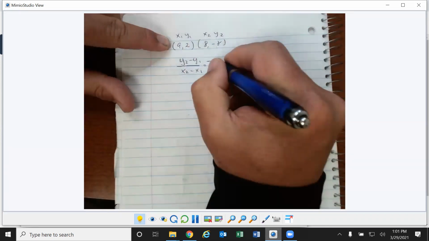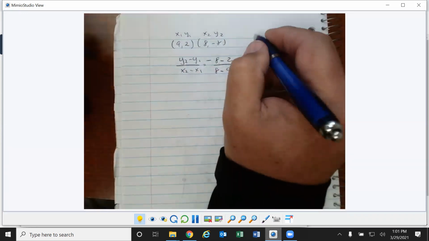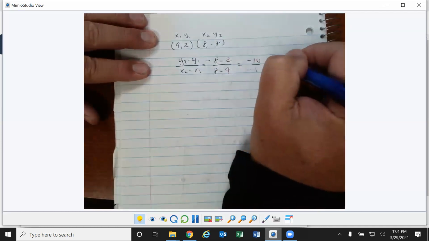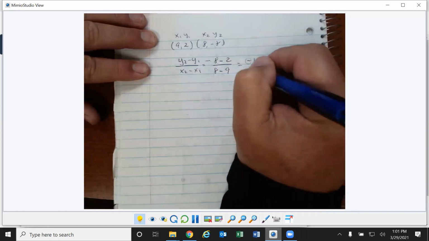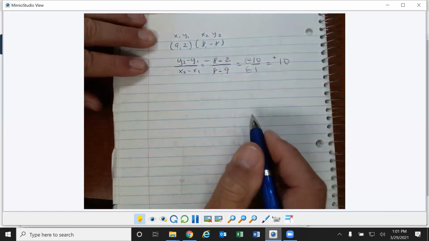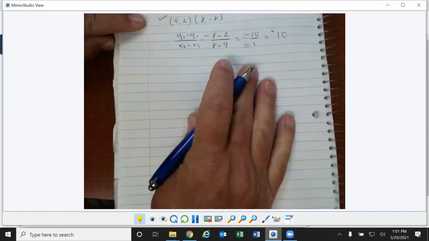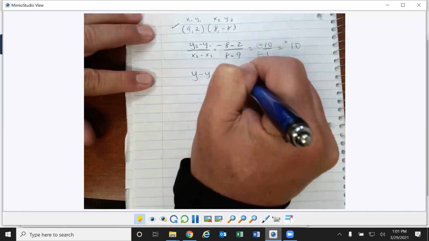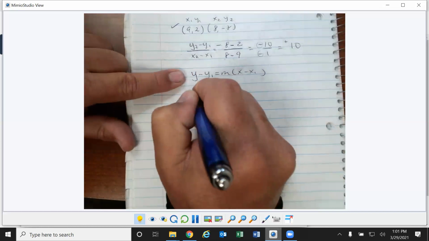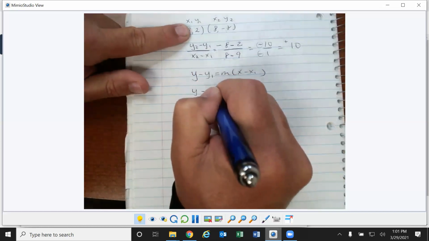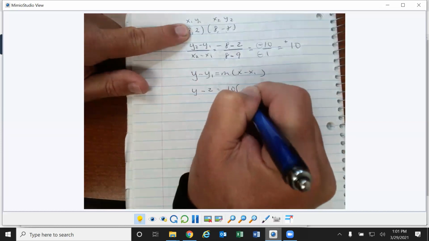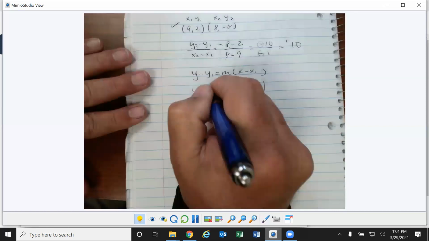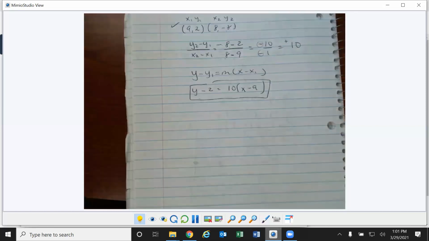So -8 and a -2 makes a -10. 8 minus 9 is a -1. So my slope is going to be +10, because these are 2 negatives, and 2 negatives make a positive. I'm going to pick this one as my point. So here we go, y minus y1: y minus 2. My slope is 10. Then I've got x, and then my x1 is a 9. And so right there, this would be my point slope form.